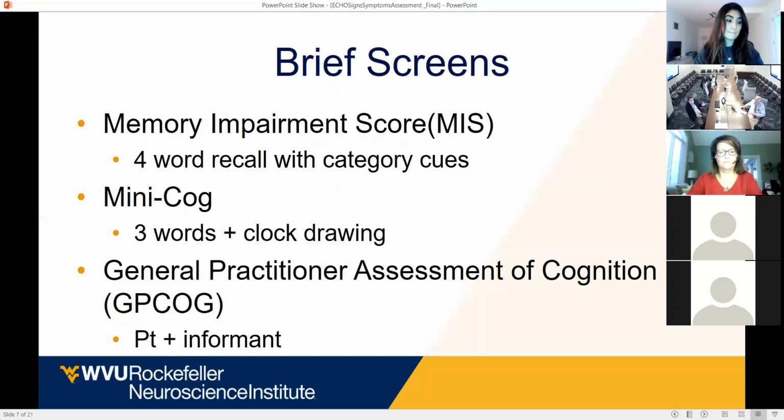And in between, you have them do the clock drawing test where you say, all right, here's a circle, put the hands in and all the numbers and set it to 10 after 11, Dr. Keith? Yeah, set it for 10 after 11. And you make sure they can do that normally. And then there's the general practitioner assessment of cognition, which gives you a little bit more memory, a little bit of other things, and it asks you to speak with an informant also. And I'll give you an example of that if we can go to the next slide.